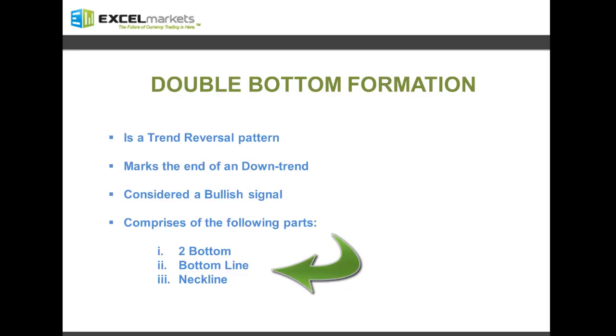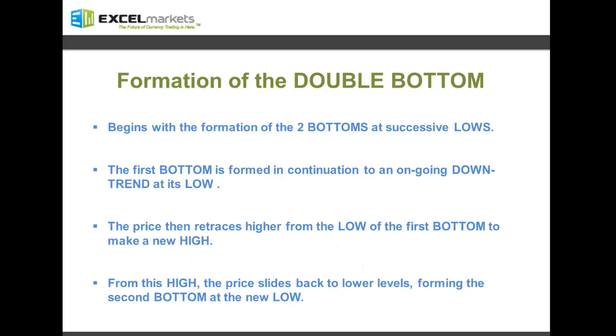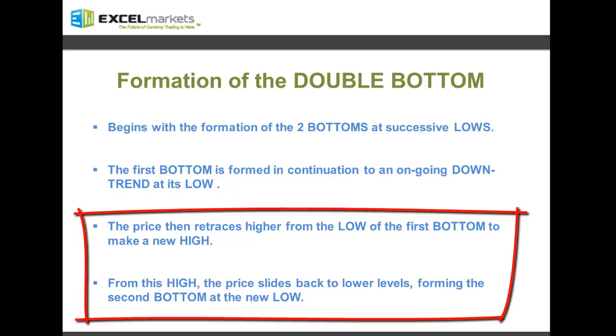Let's discuss this pattern in more detail now. The double bottom formation begins with the formation of the two bottoms at successive lows in a given price move. The first bottom is formed in continuation of an ongoing downtrend at its lowest point, or the low. The price then retraces higher from the low of the first bottom to make a new high. This completes the formation of the first bottom.